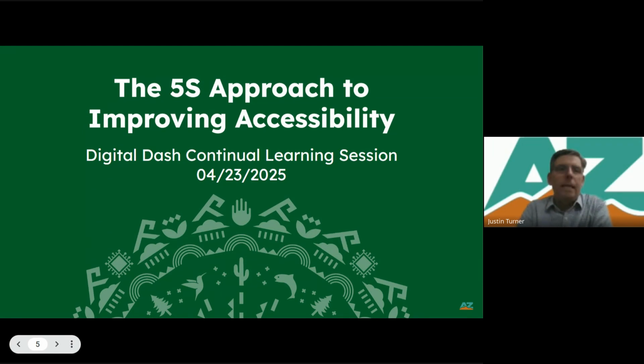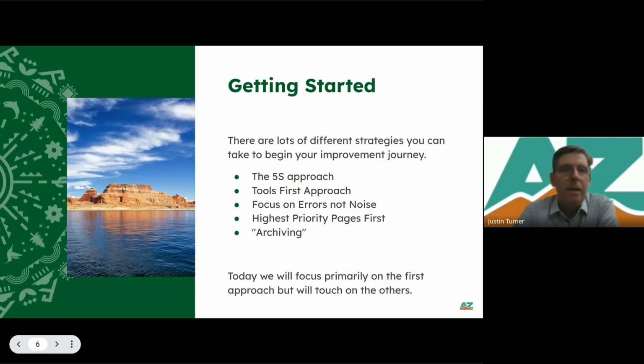So we're going to take a different approach today with this session to talk about some of the strategies for fixing problems on your websites, how you want to approach prioritizing the work that you have in front of you. And so the main thing we're going to cover is what we're calling the 5S approach to improving accessibility.